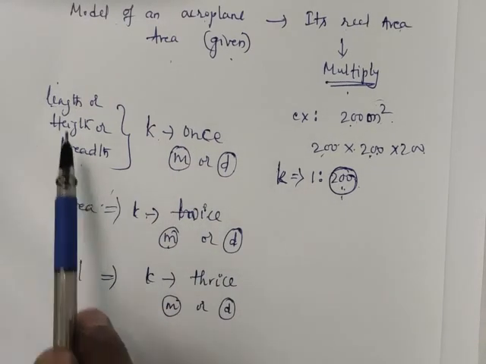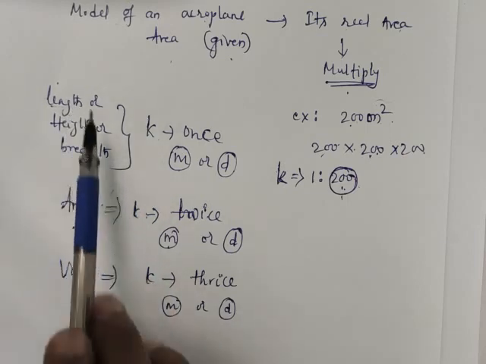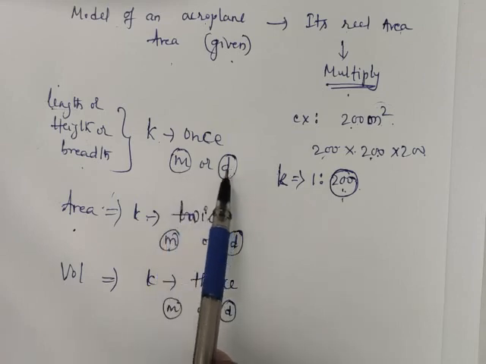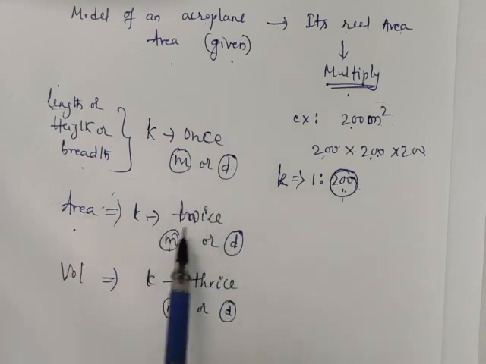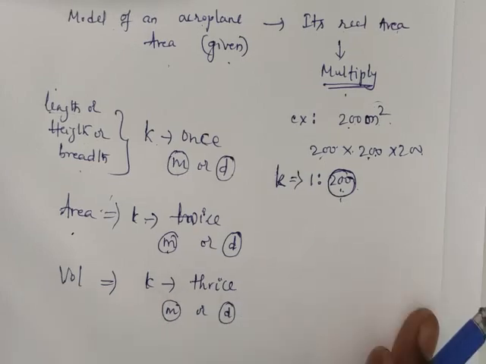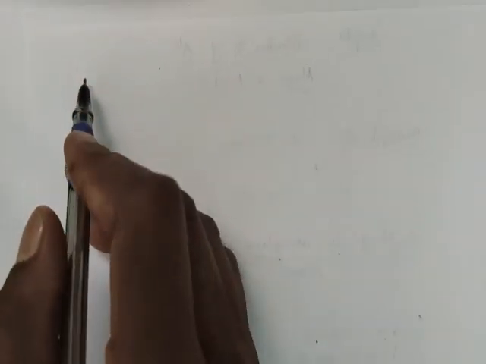In length, height and breadth, any one of these three is given, not all three: length given, height given, or breadth given. The scale factor once you have to multiply or divide. In area case, twice you have to multiply or twice divide. In volume case, thrice multiply or thrice divide. So now let us go to one problem that is about the plot.